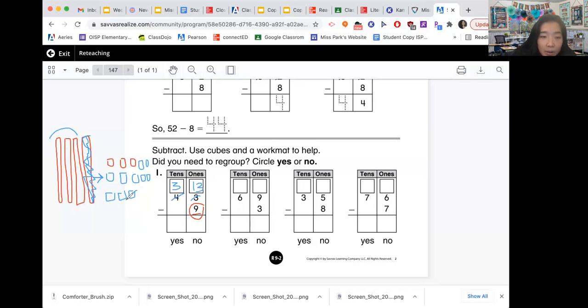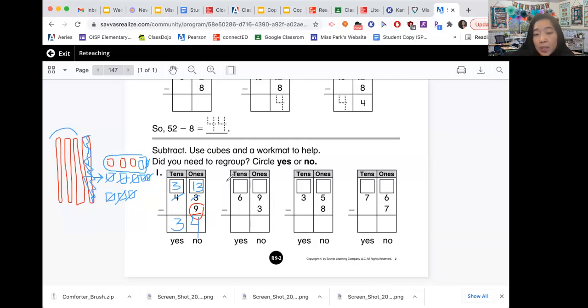So what is 13 minus 9? Let's take away 9. 1, 2, 3, 4, 5, 6, 7, 8, 9. How many do we have left over in the 1s? 4. And then 3 minus nothing. What is 3 minus 0? 3. So what is our answer? 34.